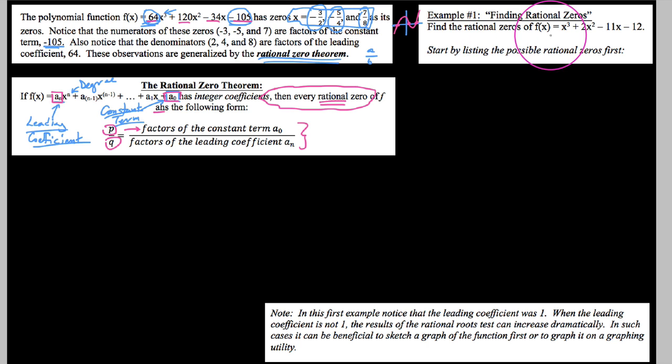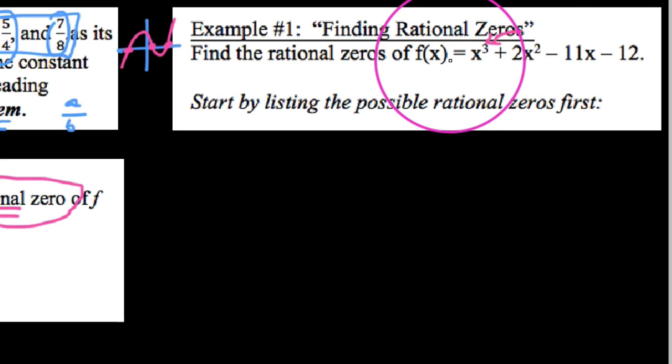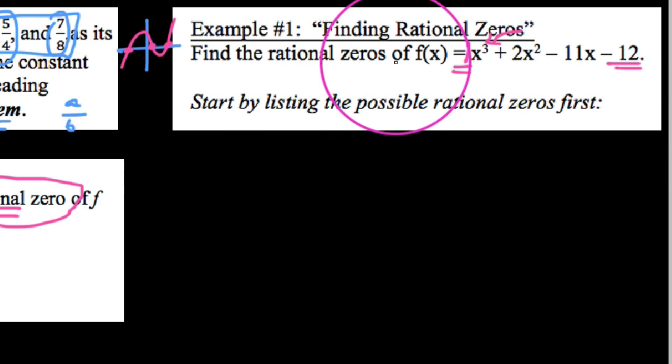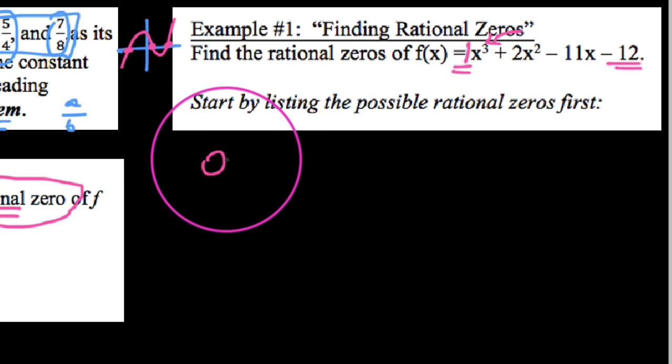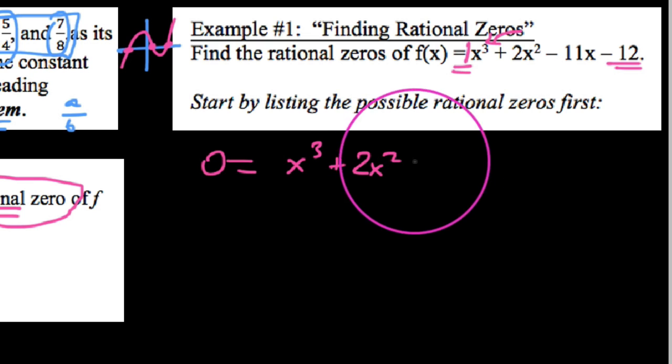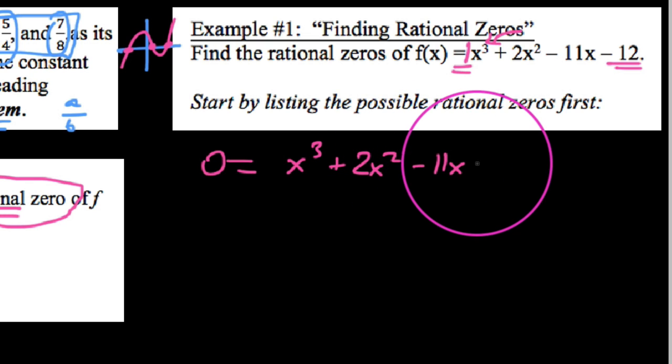It says find the rational zeros of f of x equals, we've got this third degree polynomial with a leading coefficient of 1 and a constant term of -12. So I say, well, let's do this. If I wanted to solve this, first of all, what would I normally be doing? I would set y equal to 0. Remember, we're finding x-intercepts, so you set y equal to 0.